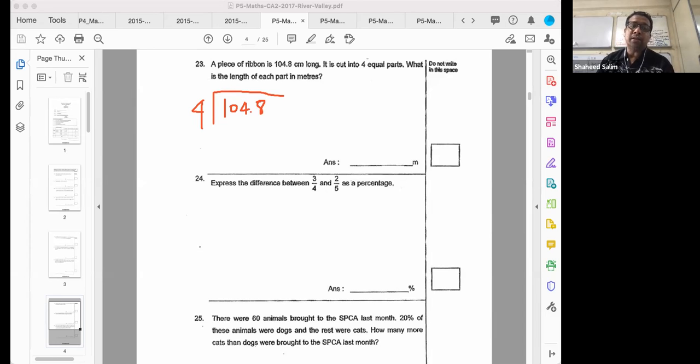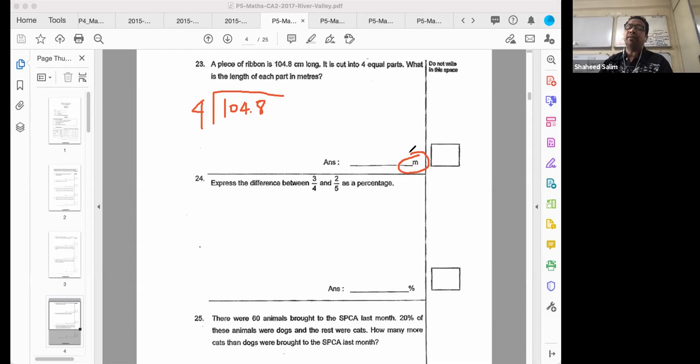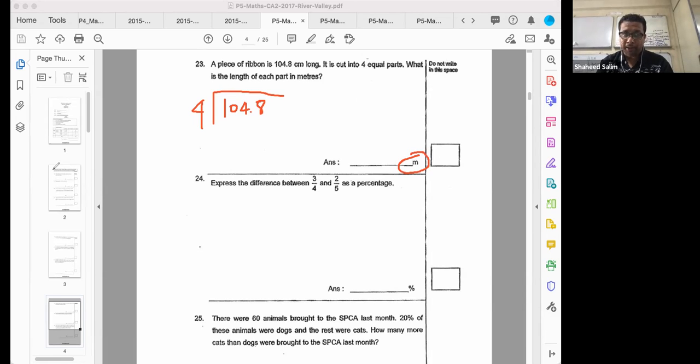Mr. Putra, your answer is correct for cm. But now as you can see, it's in meters. So divide your answer by 100 again. Yes, you must divide by 100. Wait, you mean when I get the answer, then I divide by 100? Yeah, your answer is correct, the one you give me. Okay.